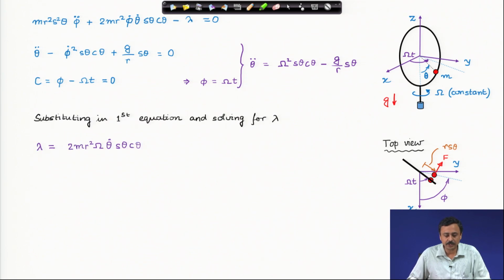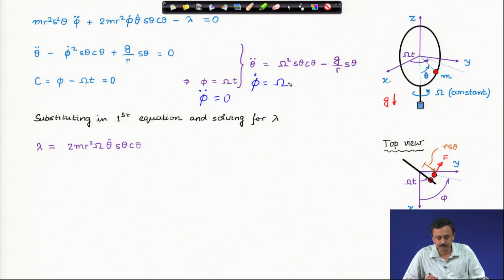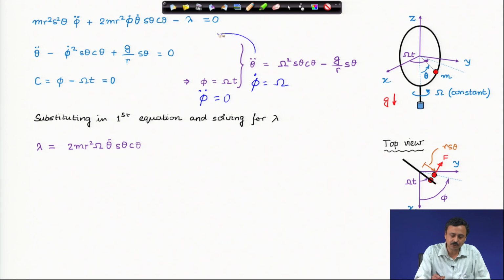Therefore, substituting this expression of phi and theta double dot in the first equation, we can find out phi double dot, etc. Phi double dot is actually 0. If you see this, phi double dot is 0, phi dot is omega. And theta double dot is obtained from the second equation. All those things I will substitute in my first equation. Phi double dot of course is 0, the rest of it gives me lambda directly.